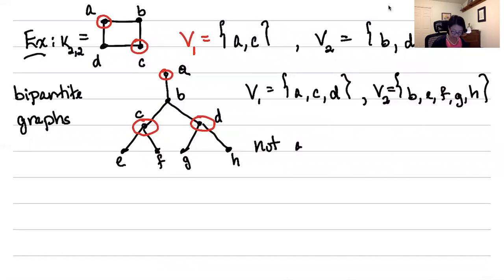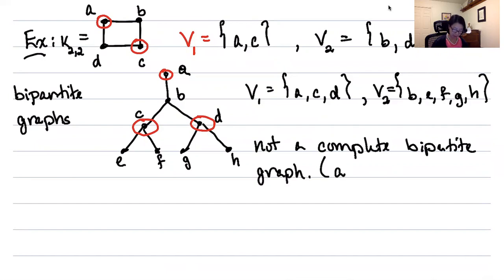So this is not a complete bipartite graph. For example, AE is not an edge, right? And A is red and E is black. So if we had a complete bipartite graph, there'd have to be an edge from A to E.